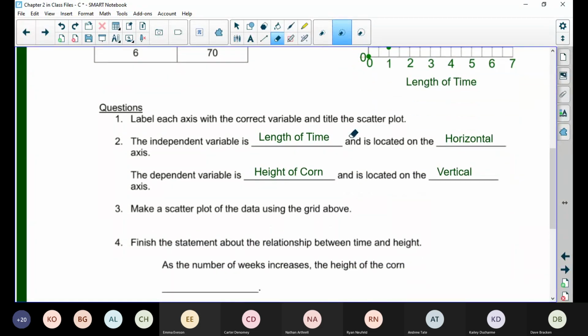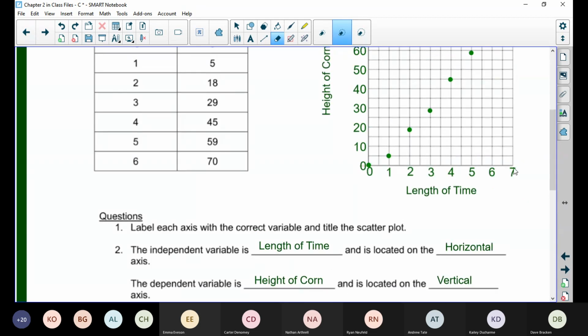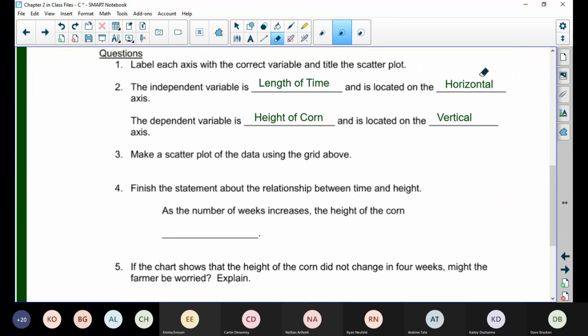Finish the statement. As the number of weeks increases, the height of the corn blank. It's either increases, it either decreases, or there's no relation. And when I take a look here up top, as the length of time increases, the height of the corn also increases. That makes sense, it's growing, also increases.